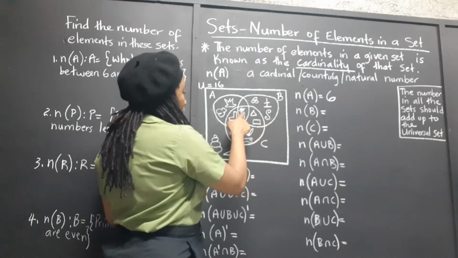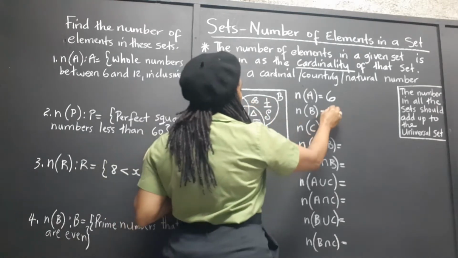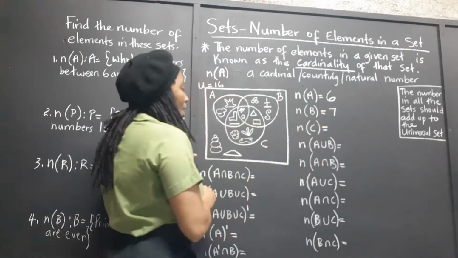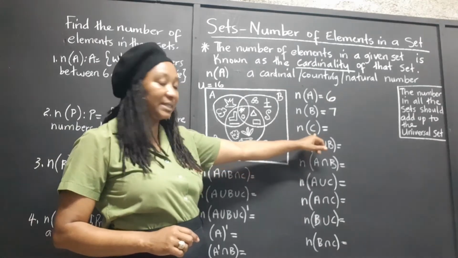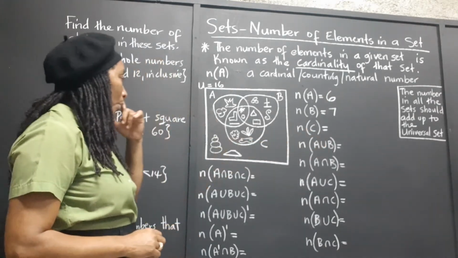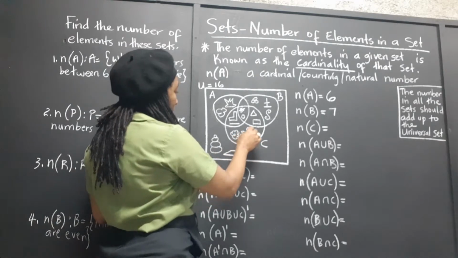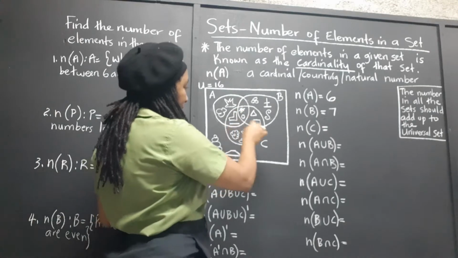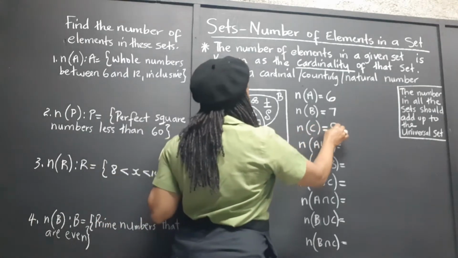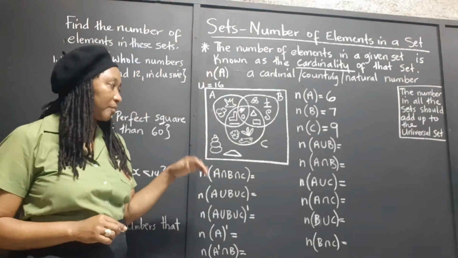So that's 1, 2, 3, 4, 5, 6, 7. How about the number of elements in set C? Okay, so set C, we have 1, 2, 3, 4, 5, 6, 7, 8, 9. So there are 9 elements in set C.